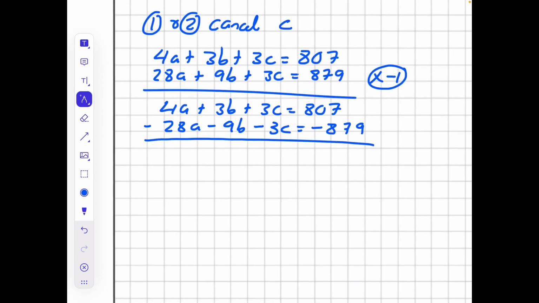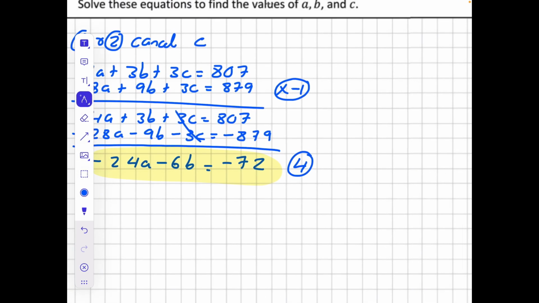So we have 4A minus 28A, that's going to be minus 24A. 3B minus 9B, that'll be minus 6B. Cancel the C's, is equal to 807 minus 879 will be minus 72. Okay, again, we're going to highlight that, because we're going to need to come back to that, because there's so much writing, things can easily get lost on the page. And I'm going to call that equation 4.